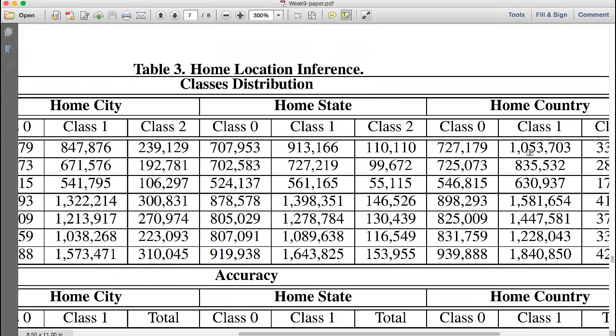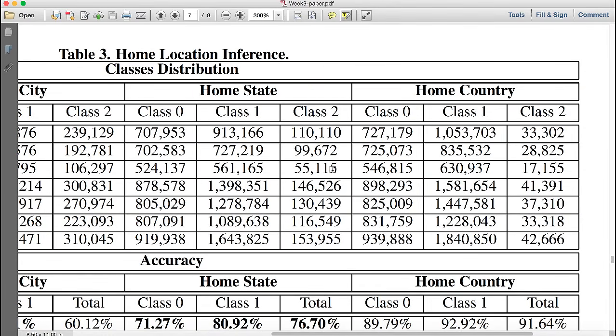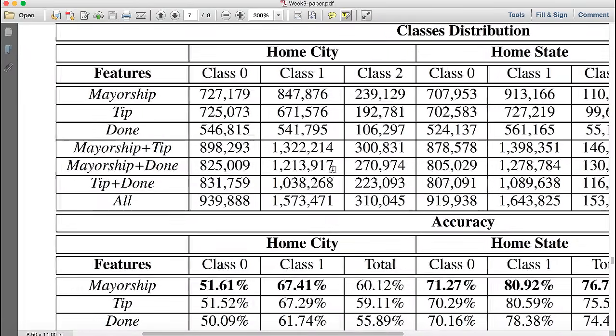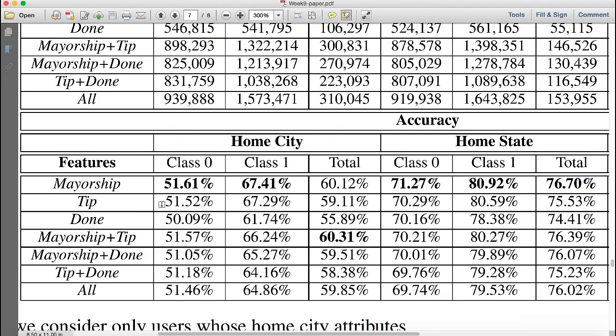Similarly for the country. So that's giving you a sense of the data points or the pieces of information that is available for each of these features. Now let's look at accuracy, which is if I were to use this information and find out that only using the mayorship, I'm able to find the home city 51.6% of the times.